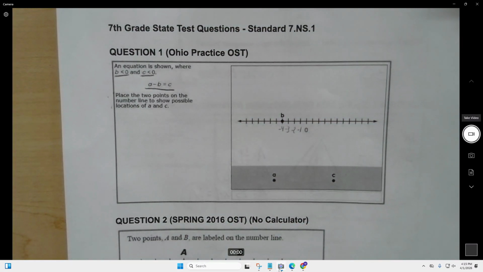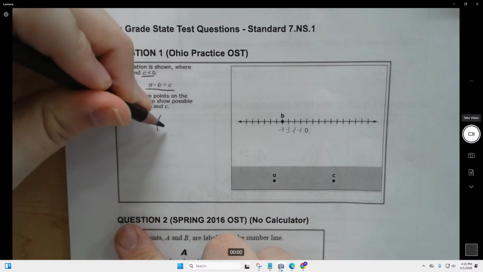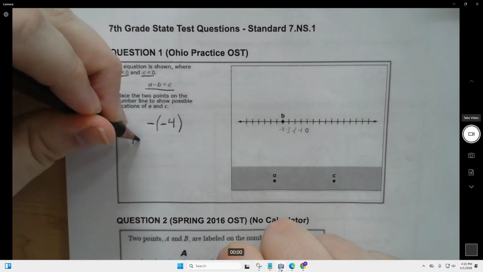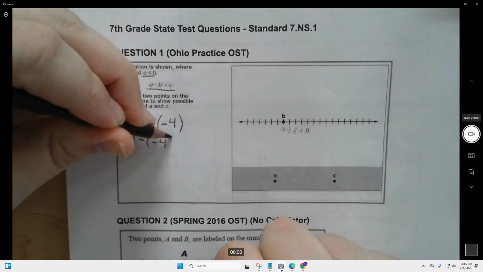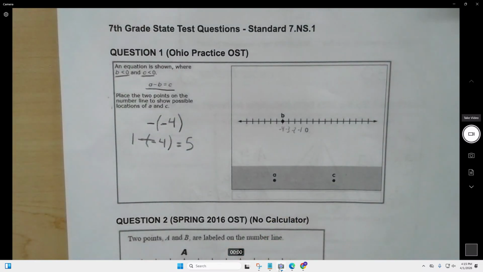Here's the biggest issue people are going to run into. Regardless of whatever you put in for a and c, you have to realize that this is minus -4. And what happens when you try to subtract a negative number? Essentially, you're making it positive. So if I had 1 minus -4, that would essentially be 1 plus 4, which is 5. So, c needs to be less than 0. So my answer needs to be a negative number.